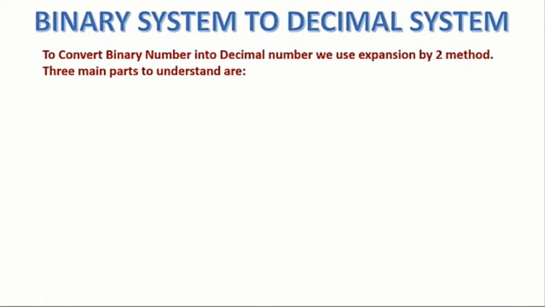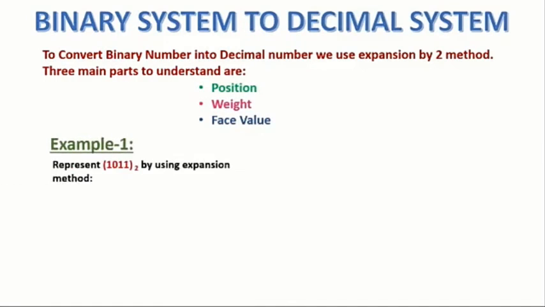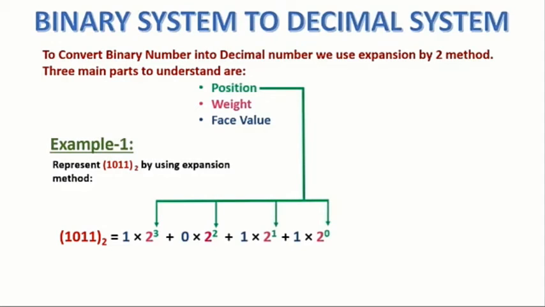These 3 things are important in expansion methods: position, weight, and face values. Here is one example. If I want to convert into a binary number, so what will I do? First, I will write 1011, and, students, at the start I have written what is position, what is weight, what is face value. Here I have solved one more example so that you can understand. I have used the green marker to show position, weight and face value. When you write everything, you will take out the multiplication.